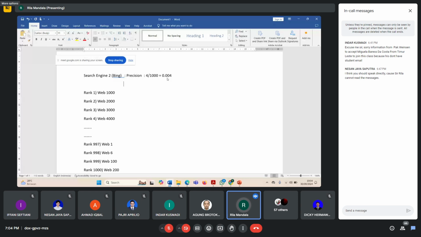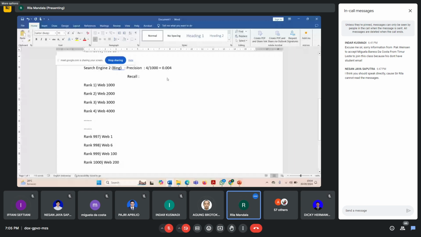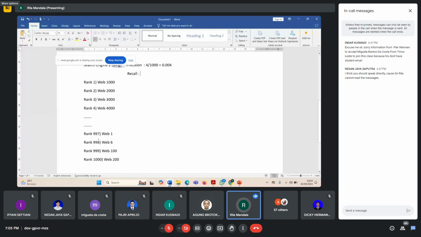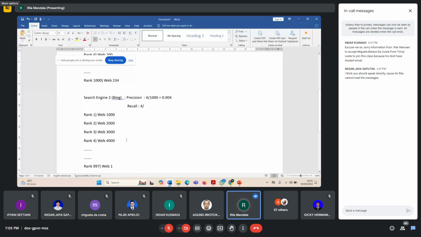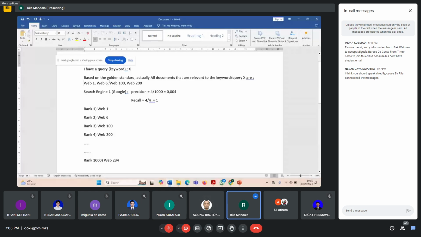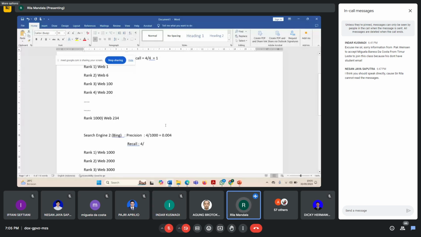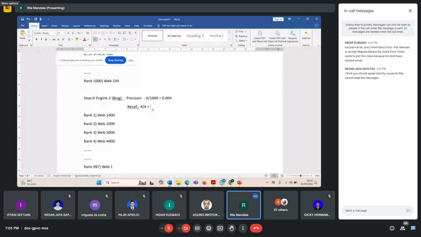The recall is true positive divided by... How many true positive? True positive is 4, right? 4 divided by all the actual relevant documents. How many all the actual relevant documents? 4 also, right? 4 divided by 4. What is the result? One.